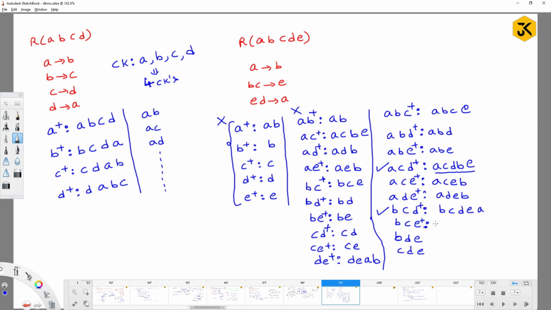Similarly, BCE closure, BCE, from this are you going to get any other things? No. BDE closure, BDE, from this you will get A, and any other possibility? No. Similarly, CDE closure, CDE, from ED you can get A, from A you can get B, so you will get another solution, meaning that here you found three candidate keys, right?